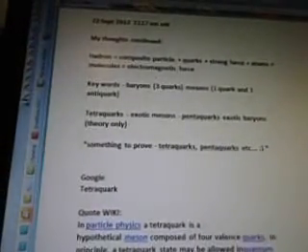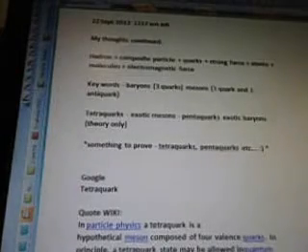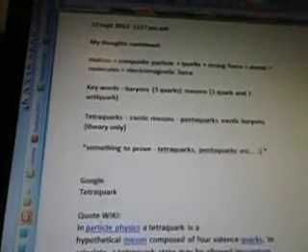So September 22nd is my thoughts, and again today I'm filming this October 4th. My thoughts are continued. The hadron equals a composite particle plus quarks plus strong force plus atoms plus molecules plus electromagnetic force. The keywords: baryons, 3 quarks, mesons, 1 quark and 1 antiquark. The tetraquarks, exotic mesons, pentaquarks, exotic baryons, theory only. Something to prove: tetraquarks, pentaquarks, etc.